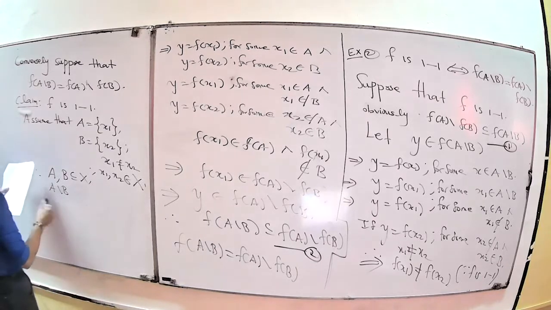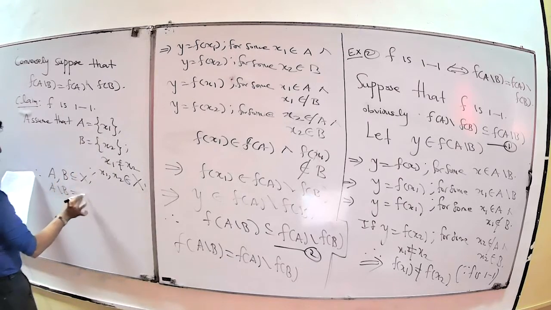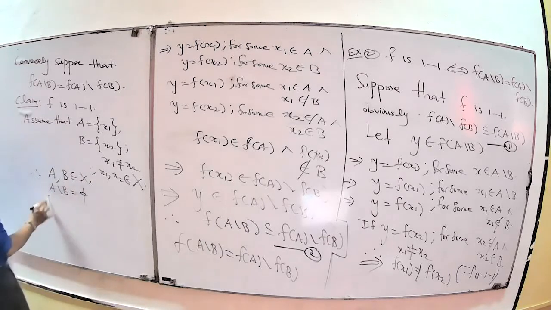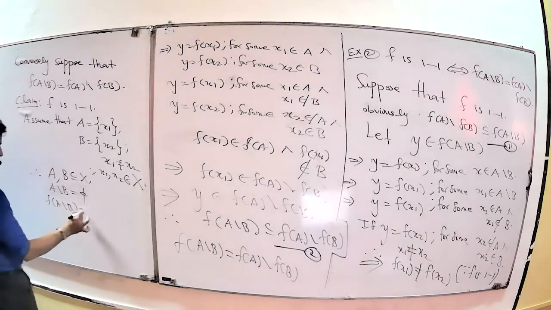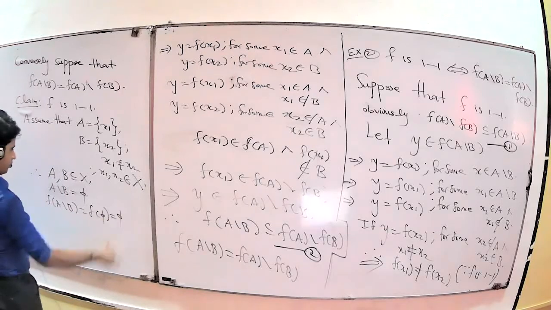A minus B. There is no common element for x1 and S2, therefore it is also empty. F of A minus B, that is also empty. F of empty.